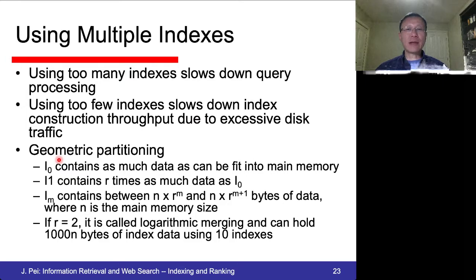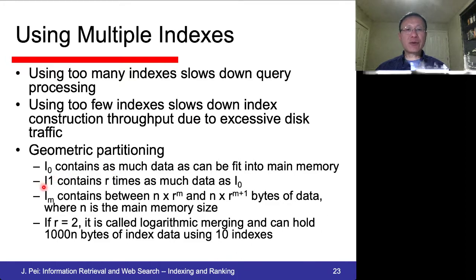In this geometric partitioning approach, we divide the dataset into multiple layers. The smallest and the highest layer is called L0. It contains as much data as can be fed into main memory. That means this is the set of documents that can be put into main memory. We can use it to produce the query results quickly.